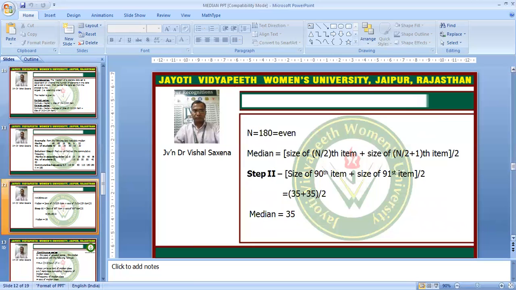So n is equal to 180, an even value. If it is an even value, then median is given by the formula size of n upon 2th item plus size of n upon 2 plus 1th item, divided by 2. So this is given by size of the 90th item plus size of the 91st item, divided by 2. Now we can calculate the size of the 90th item plus size of the 91st item.